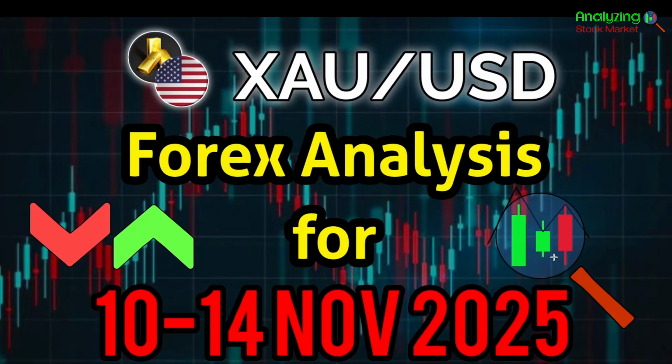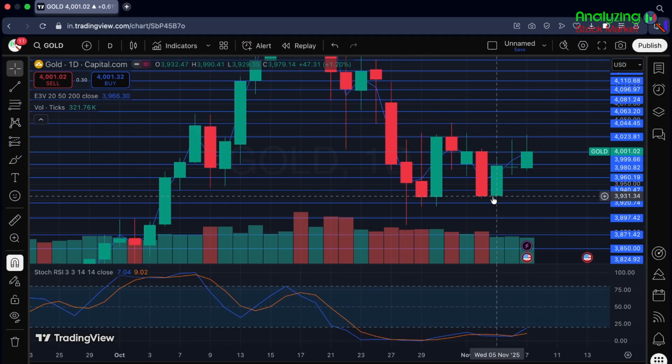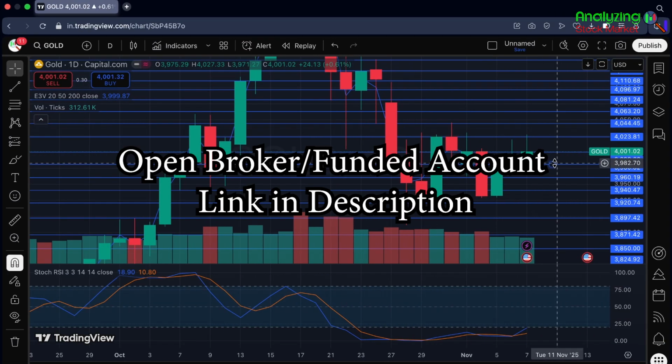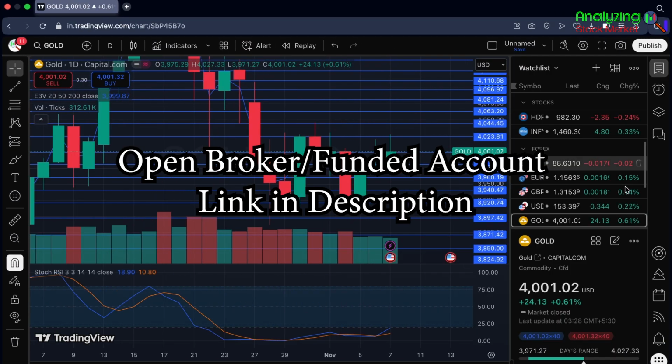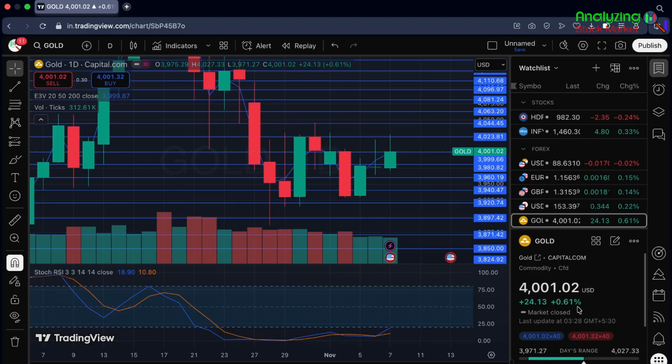So today we'll be talking about the XAU USD pair, that is the gold USD pair, and we'll do the forex analysis for 10th November to 14th November 2025. So let's go straight to our chart. First let's see what happened in XAU USD on Friday. As we can see, 4001.02 was the closing, a 0.61% positive move we saw on Friday.